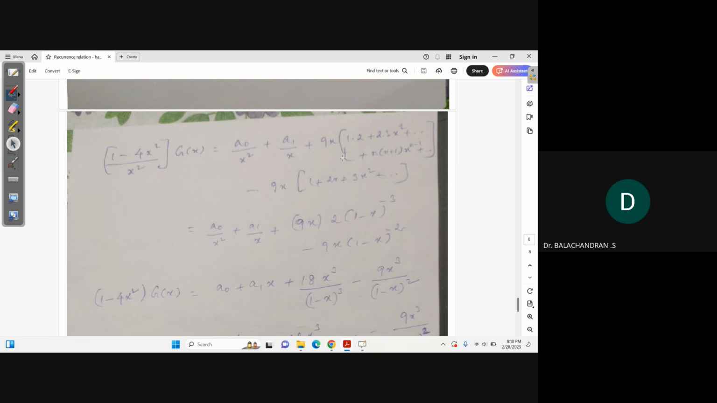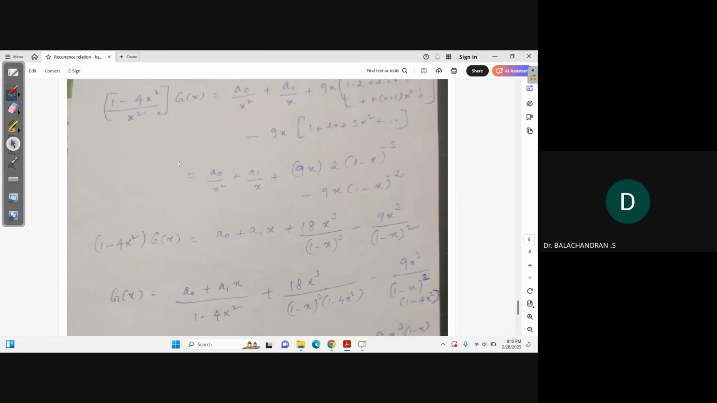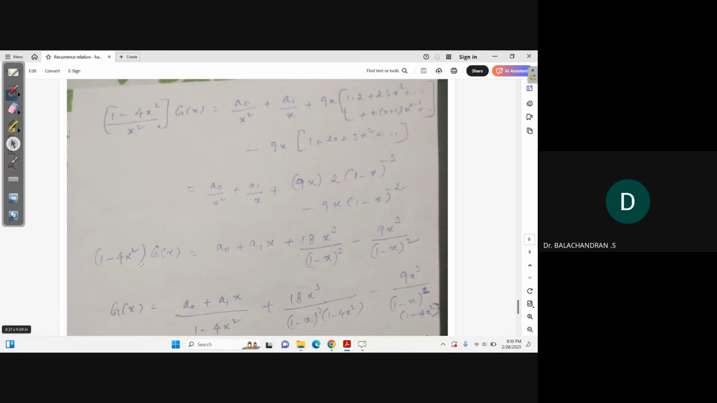That 1 by 2 is not here. That's why here multiply by what? 2. 2 into 1 minus x whole power minus 3, minus 9x into what? 1 minus x whole power minus 2, and then 1 minus 4x square into g of x. Throughout multiply by x square, so a naught plus a1x, sorry, here throughout to multiply by x square means 1 minus 4x square into g of x, and then a naught a1x.